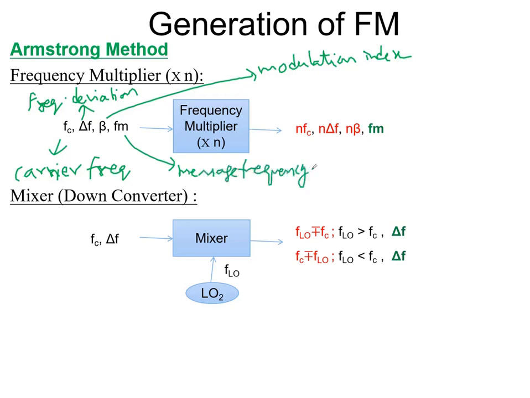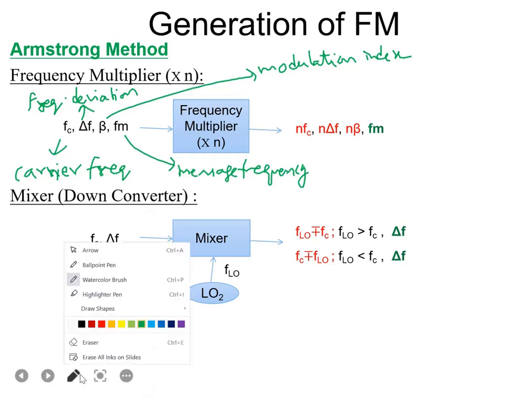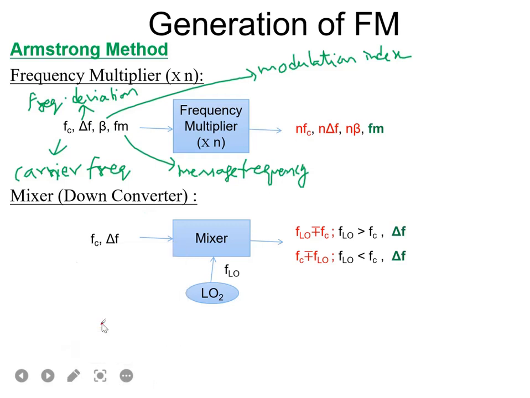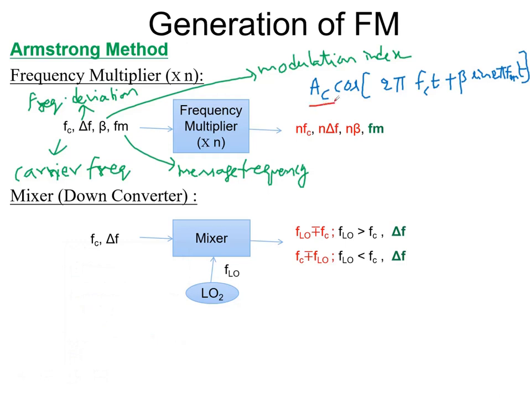Now how all these things are going to vary whenever you pass it through a multiplier means simply there is a change in the carrier frequency, frequency deviation and beta. Why? You already know your FM equation. Your FM equation is Ac cos of 2 pi fc t plus beta times sine 2 pi fm t. Now whenever you are passing through a multiplier, your multiplier is not at all changing the amplitude, it is changing only this part and this part.